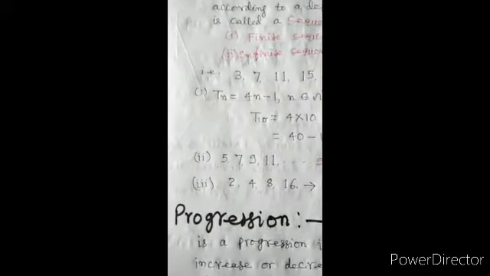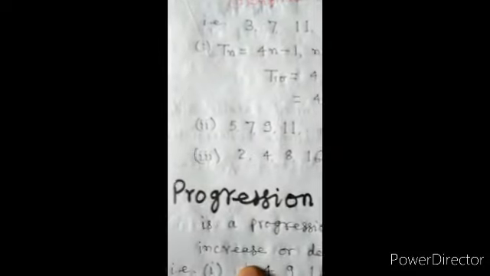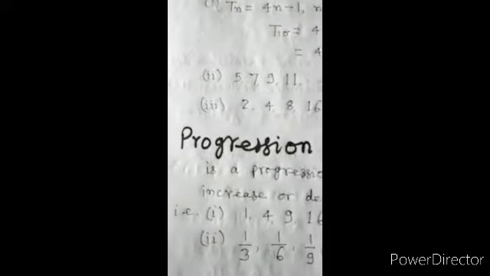Now, what about a progression? A progression is formed by a sequence. A sequence is a progression if its terms increase or decrease numerically. The numerical value, the absolute value, will be calculated, and it is either in increasing order or in decreasing order. Then it will create a progression.